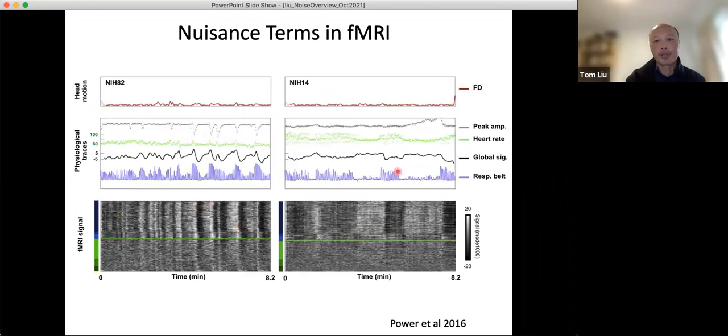Here you see that with the respiratory belt, there's clearly a lot of relationship between the breathing activity and these dark bands of activity in the fMRI signal. So there have been many observations, and people are continuing to make observations of how physiological measures or things like motion seem to find their way into the fMRI signal. And so we want to understand a little bit about that.